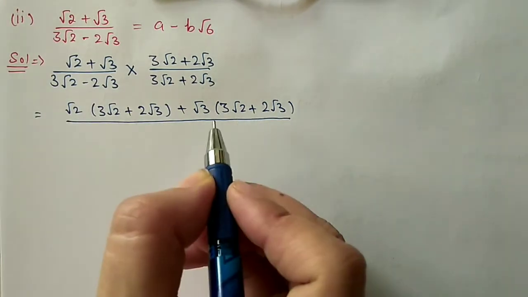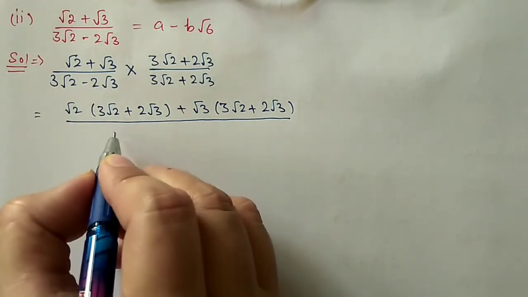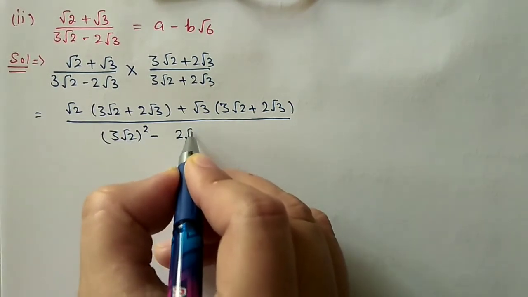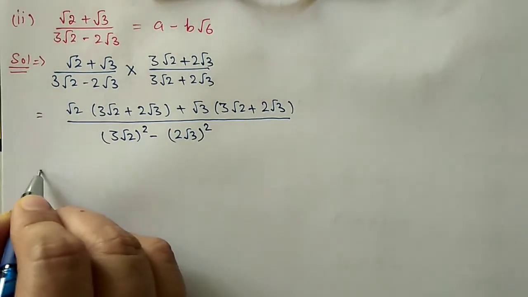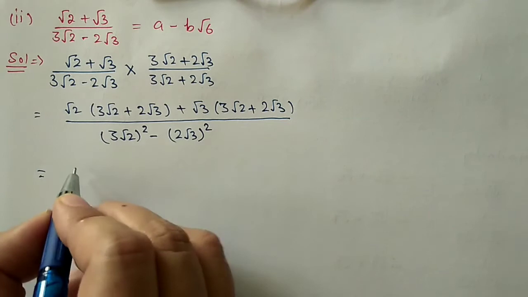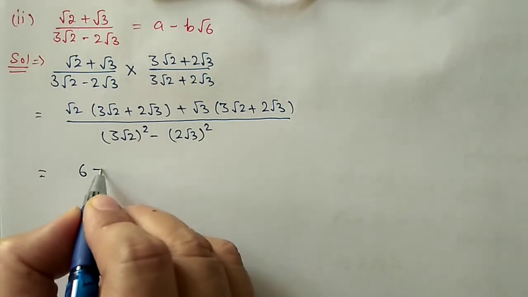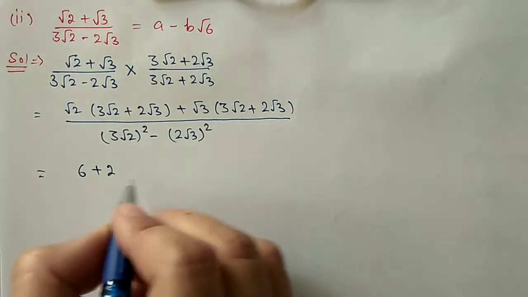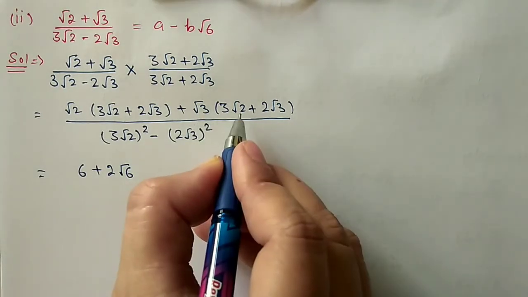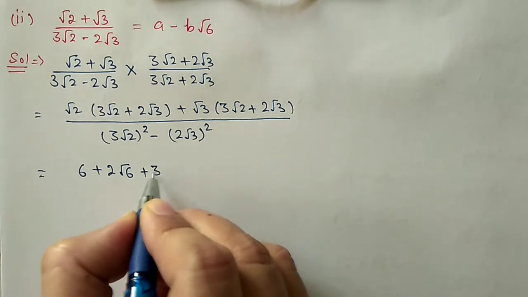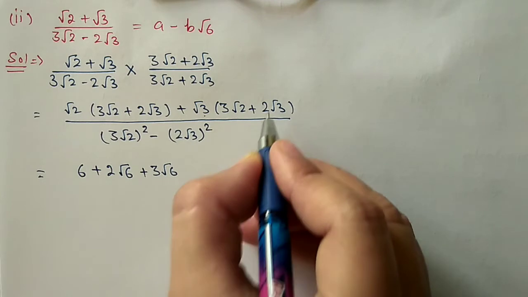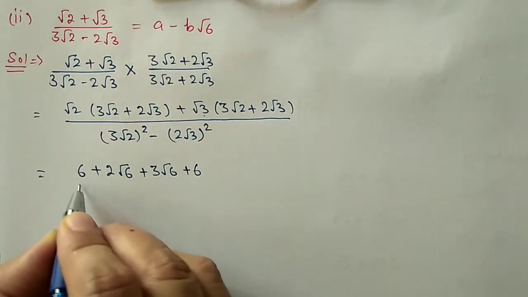Denominator, again we can use the (a plus b) into (a minus b) formula, which is equal to a square minus b square. Root 2 into root 2 will become 2, and 2 into 3 is 6. Then here it will become 2. Root 2 into root 3 will become root 6. Similarly here root 3 into root 2 will become root 6. So we will get 3 root 6. And here root 3 into root 3 will become 3, 3 into 2 we will get 6 here.